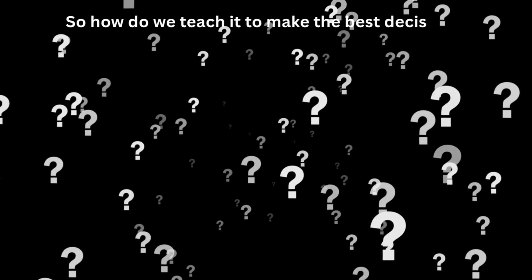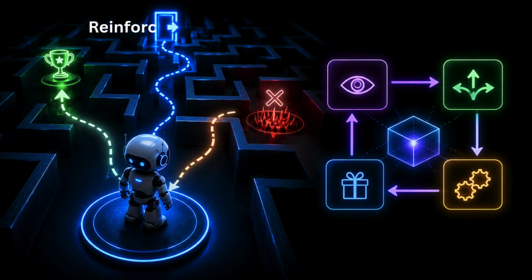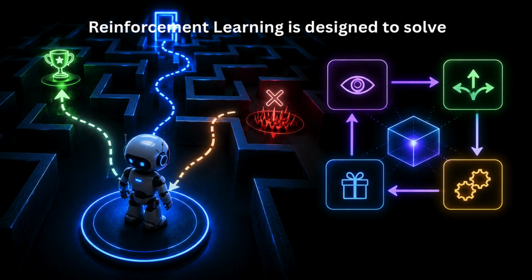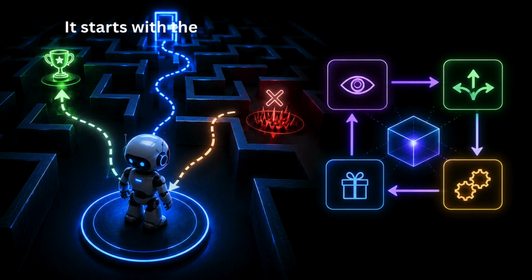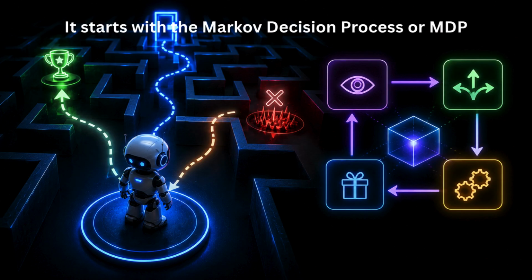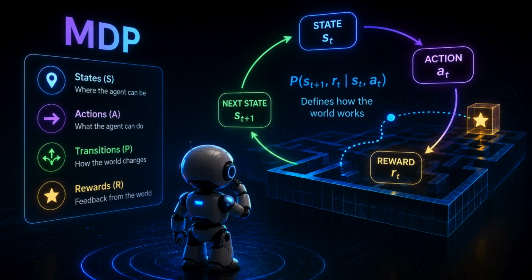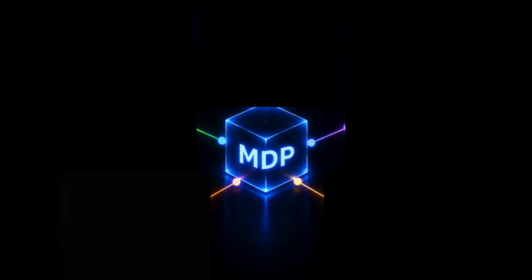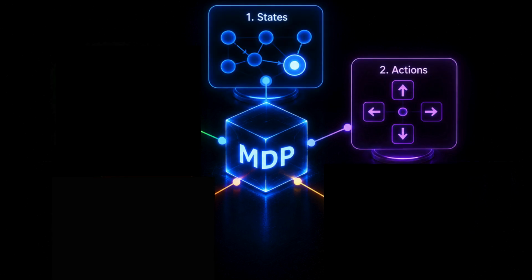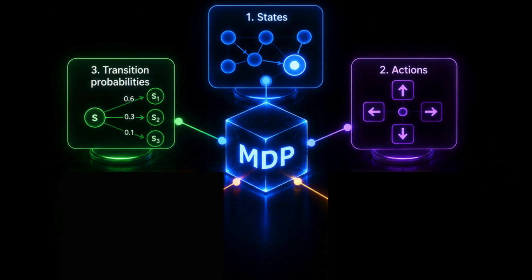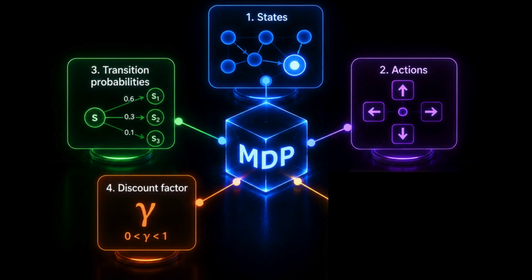So how do we teach it to make the best decisions? That's exactly what reinforcement learning is designed to solve. It starts with the Markov Decision Process, or MDP. An MDP gives us a mathematical way to describe how the world works. It has 5 important parts: states, actions, transition probabilities, a discount factor, and rewards.